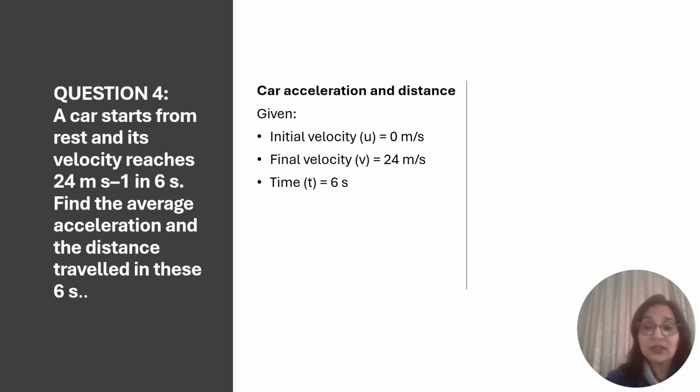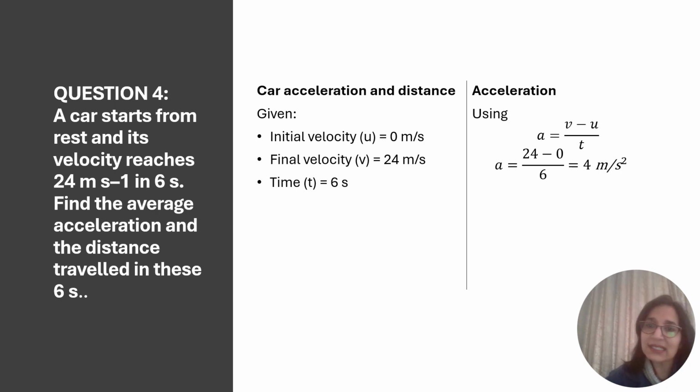And what do we have to calculate? We need to calculate the average acceleration. So what is the formula for acceleration? a is equal to v minus u upon t. That means final minus initial velocity divided by t. Substituting the values, 24 minus 0 upon 6 will give you 4 meter per second square.